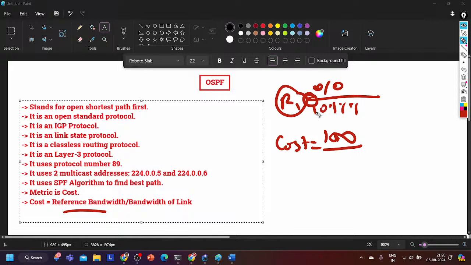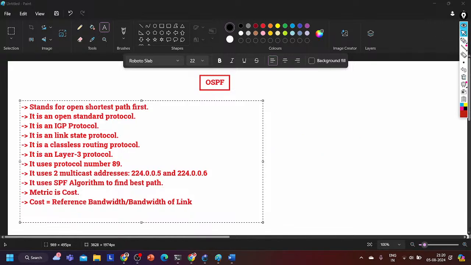And guys, the bandwidth of a fast Ethernet link is 100. So the cost will be what? 1 over here, right? If this is an Ethernet link, then it will divide the reference bandwidth by the bandwidth of that link. The bandwidth of an Ethernet link is 10 Mbps. So the cost is going to be what? 10. This is how OSPF calculates the metric.